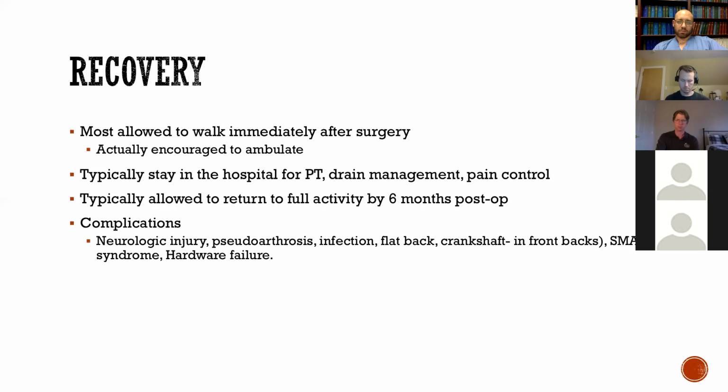And the crankshaft effect, which doesn't really happen anymore, happens mostly with anterior and posterior fixation, because there's still continued growth left, and that causes your back to twist. Superior mesenteric artery syndrome is another potential complication. Hardware failure is always a potential complication in orthopedic surgery.